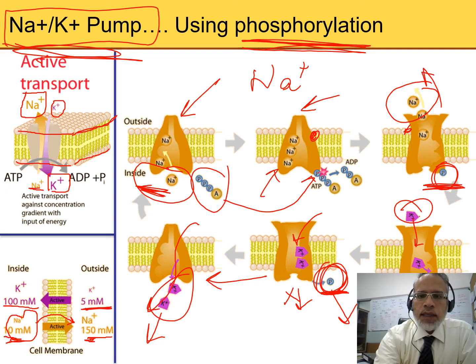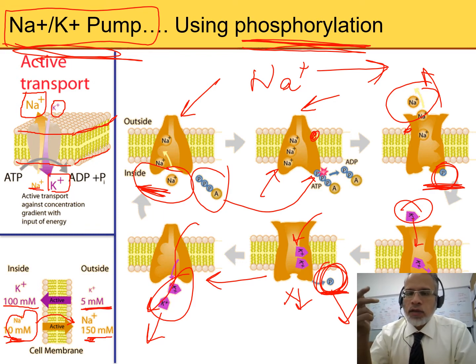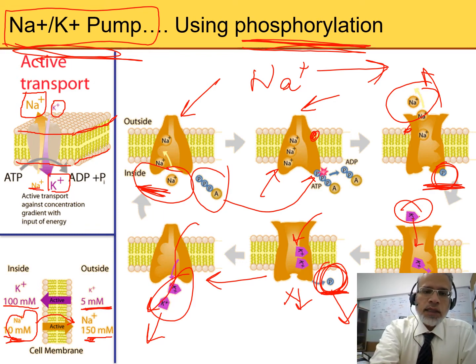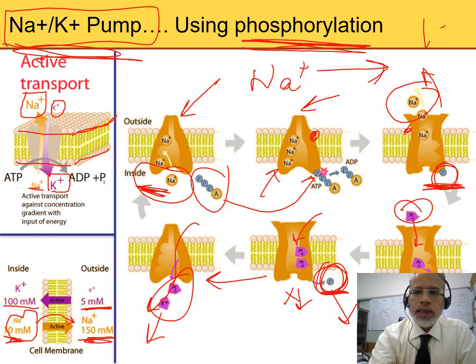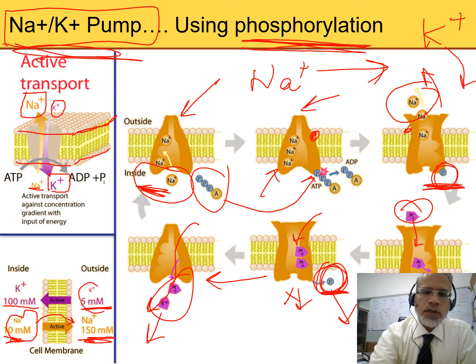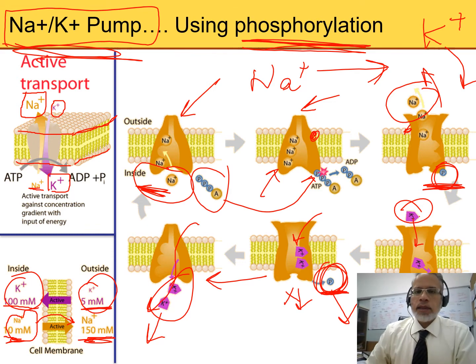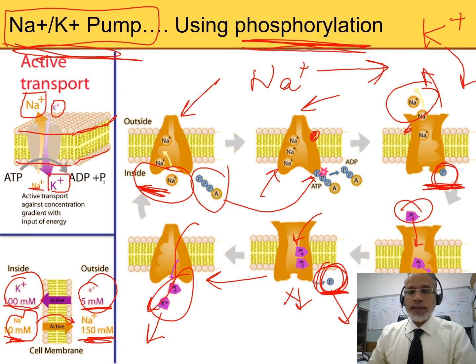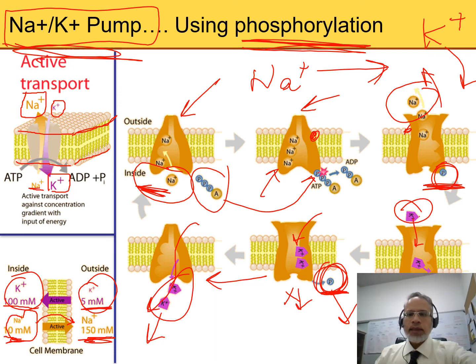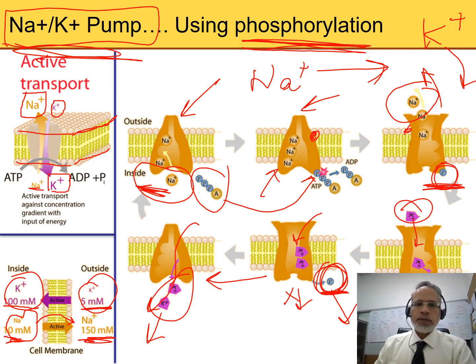from inside to outside. And again, please note this is against a concentration gradient. It's going from low to high. That's the key point. And then it allows potassium from outside to come inside, but also against a concentration gradient as shown here. Okay, so that's another example of how phosphorylation can be used to control the activity of an important protein. In this case, this is a sodium potassium transporter or sodium potassium pump.